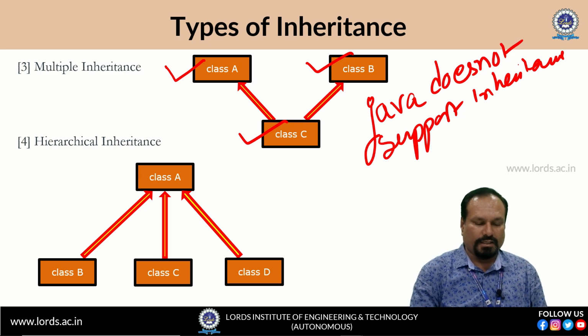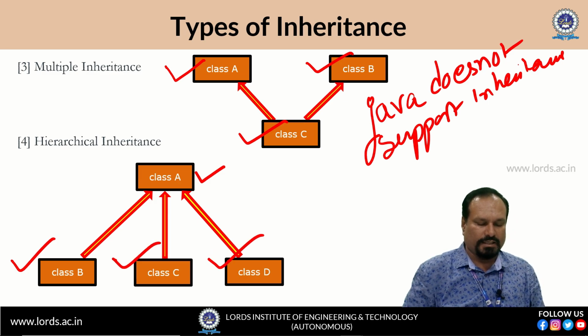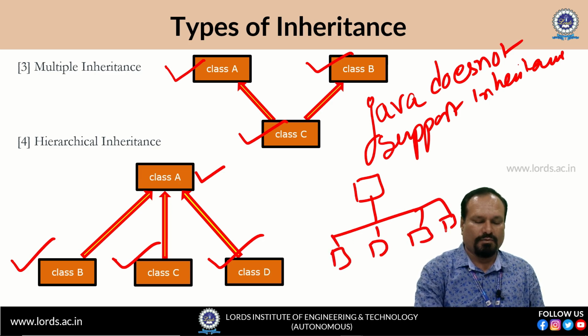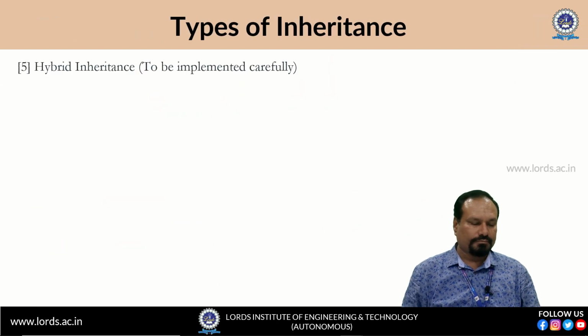Coming down to hierarchical inheritance, if from one base class we derive multiple child classes, then it is called hierarchical inheritance. So we can have as many as we want. We can create child classes from a single base class. This is called hierarchical inheritance.